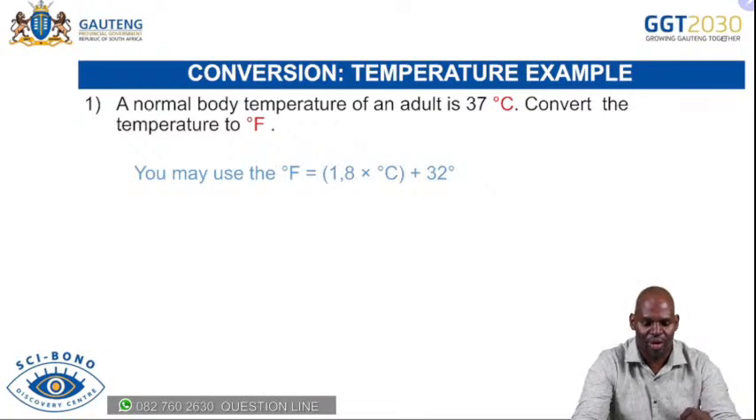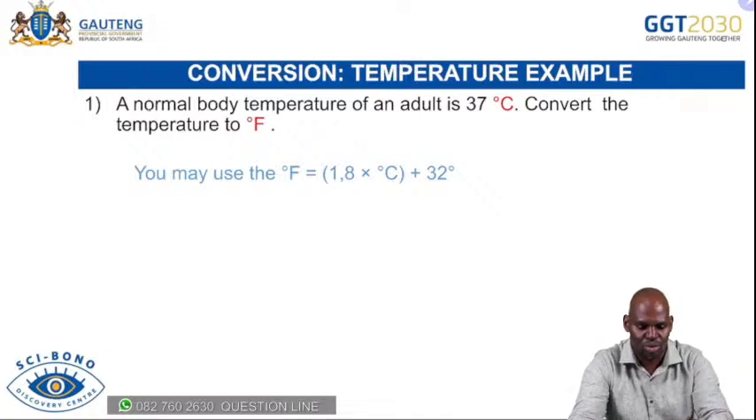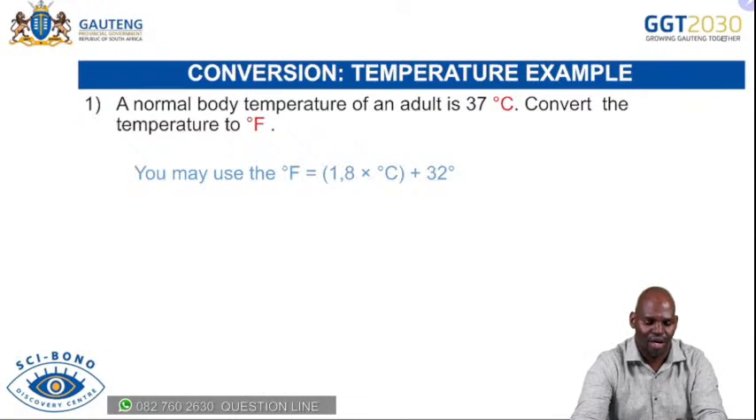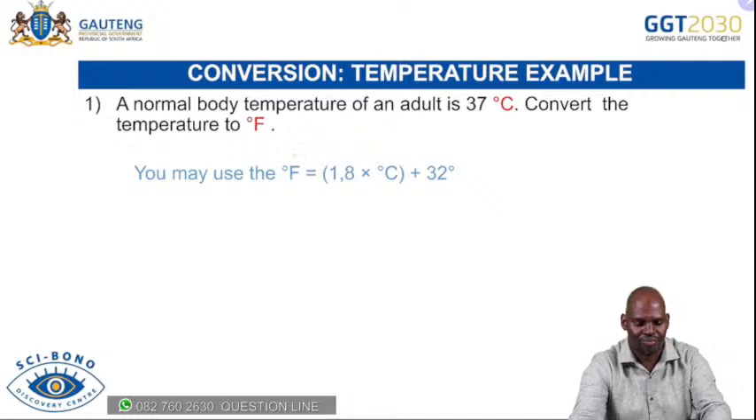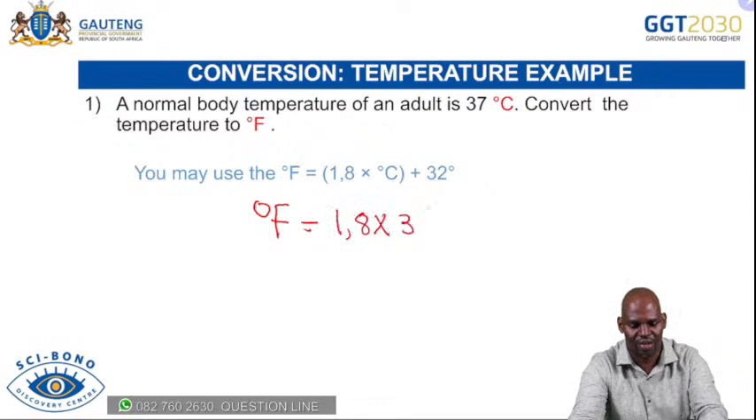So in the USA, when they measure temperature, they need to see it in degree Fahrenheit. So we still use the same formula. Let us check our formula. There's the formula. It means when we do the substitution, our answer will be in degree Fahrenheit. So we can do the substitution. Degree Fahrenheit equals 1.8 multiplied by 37 and then plus 32.